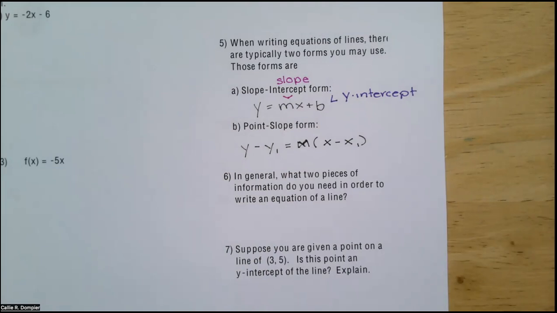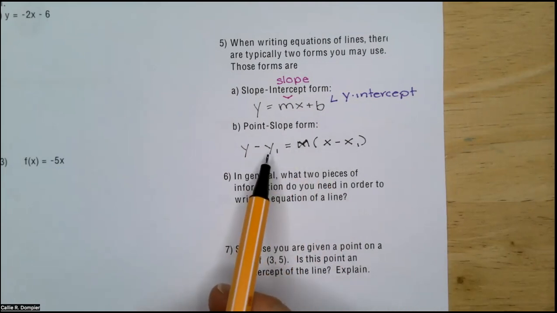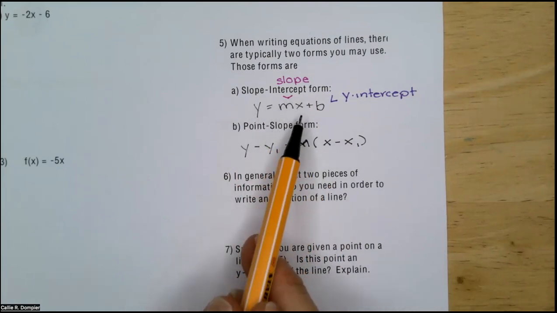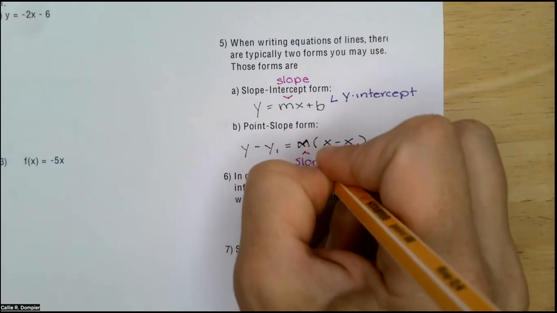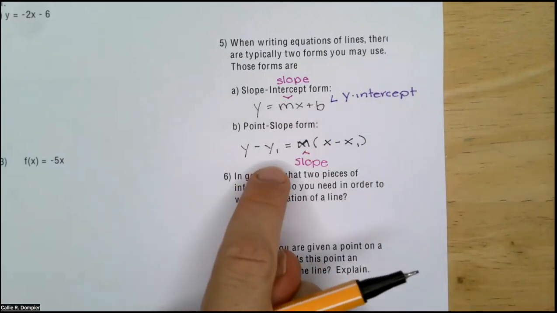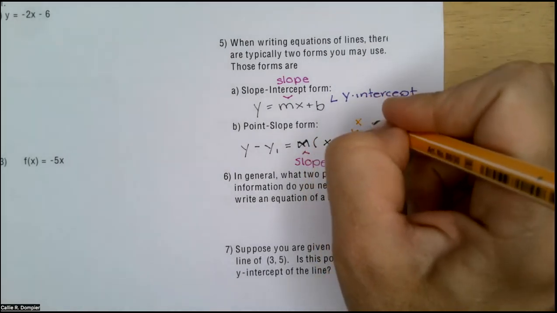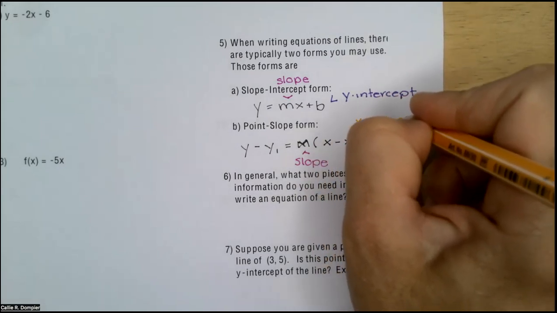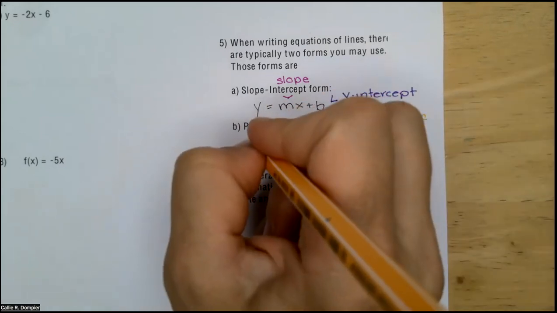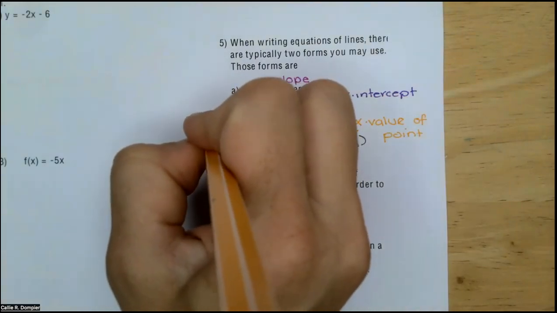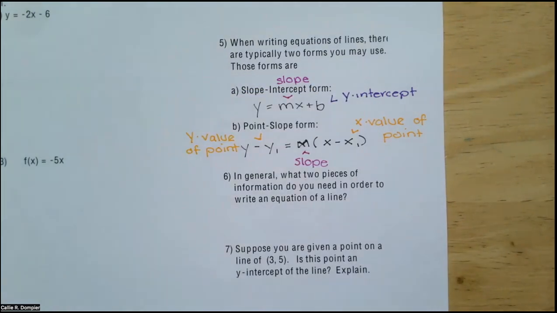And what do we mean by y1 and x1? These are points, the x value of a point and the y value of a point. Y is y, x is x, m is m. So m is still slope. And while it could be the y-intercept and that x is 0, this is the x value of your ordered pair of your point. And here is the y value of any point on the line. All right.